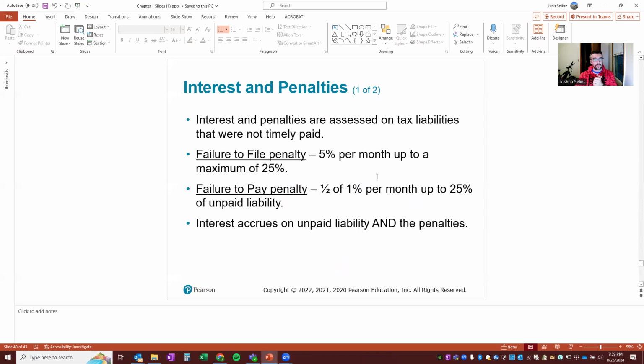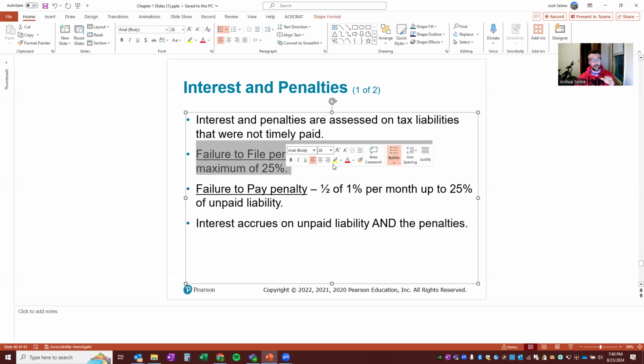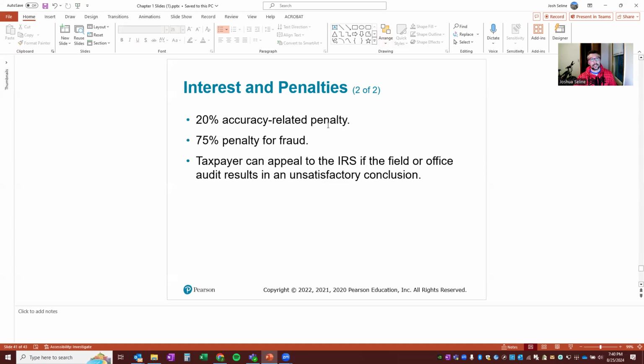Interest and penalties are assessed on tax liabilities that were not timely paid: failure to file 5% up to 25%, failure to pay 1/2 of 1%. That's where that 10 times greater comes in. Half of a percent versus 5%. Even if you can't pay, it is in your best interest to file because you don't want that failure to file penalty. Interest and penalties, again, continue. 20% accuracy related penalties, 75% penalty for fraud.